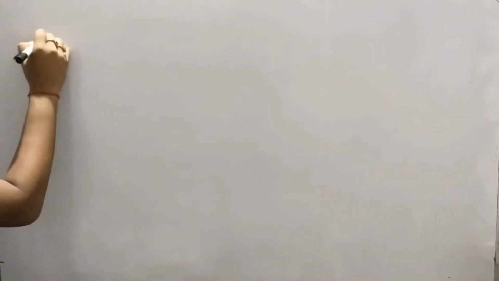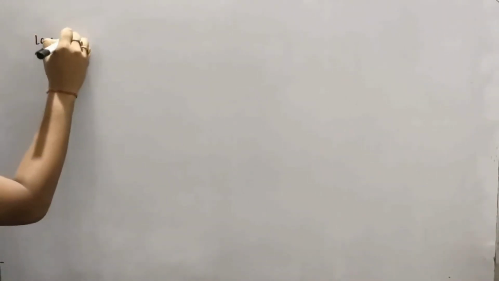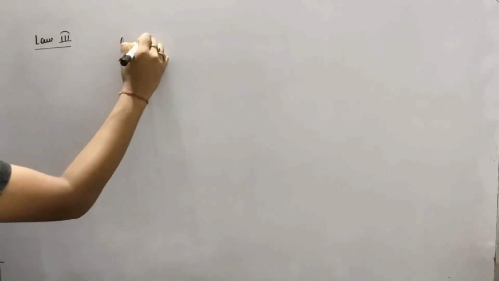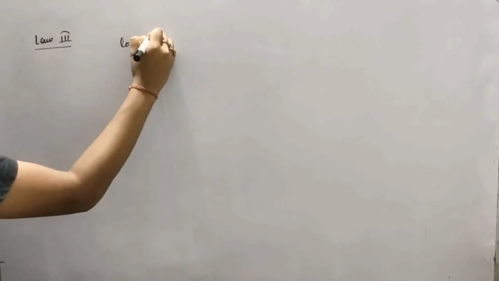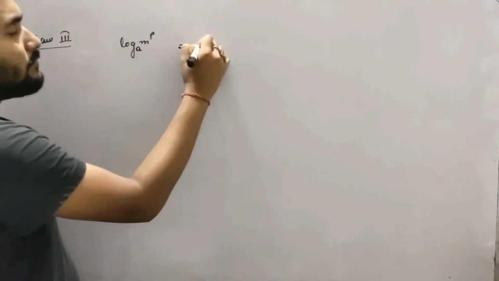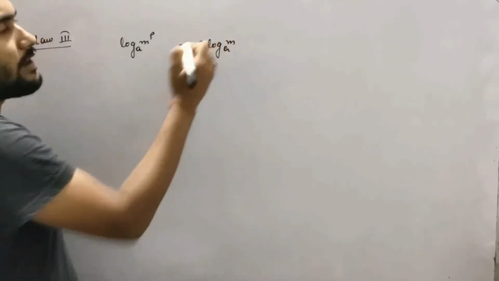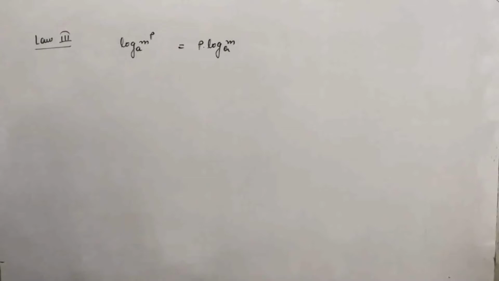Okay, so what is law number 3? That is known as what? Power law, law of power, power formula or power law. So what was that law? Law number 3: log of m to the power p base a, if I write the power p, then this p will come in front, meaning p into log m base a. Over here the product sign is there.